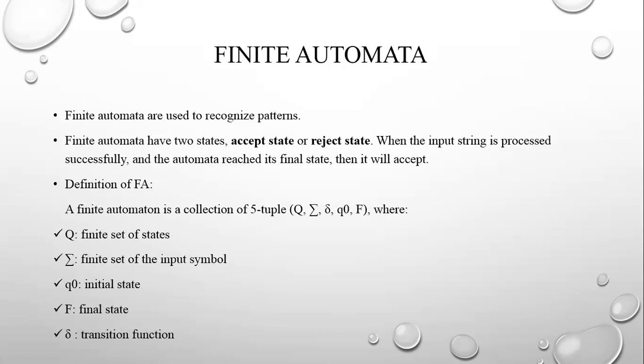Here Q is the finite non-empty set of states. Sigma is the input alphabet. Delta is the most important thing. Delta is the transition function. It changes from one particular state to one particular state only. So delta is represented as Q cross sigma to Q. Small q naught is the initial state and F is the set of final states.